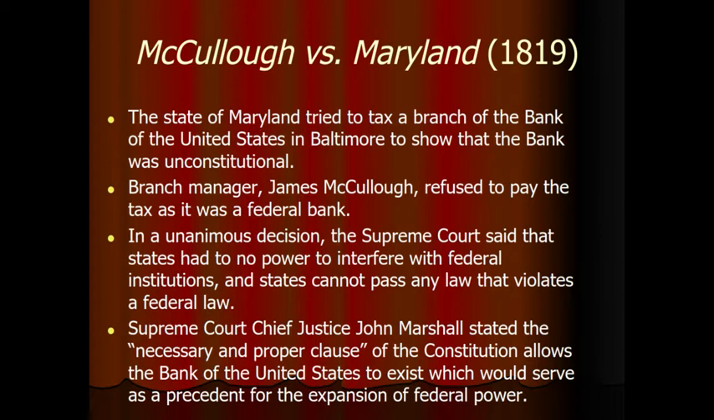So, the branch manager, who was James McCulloch, refused to pay the tax as it was a federal bank. So, Baltimore, the city inside of Maryland, tried to tax this specific bank, and the manager of the bank said, "We are not paying that. That is not happening." So this went to the Supreme Court to decide whether or not this was constitutional based on judicial review. So, in a unanimous decision, the Supreme Court said that the states had no power to interfere with federal institutions and that states cannot pass any laws that violate a federal law.